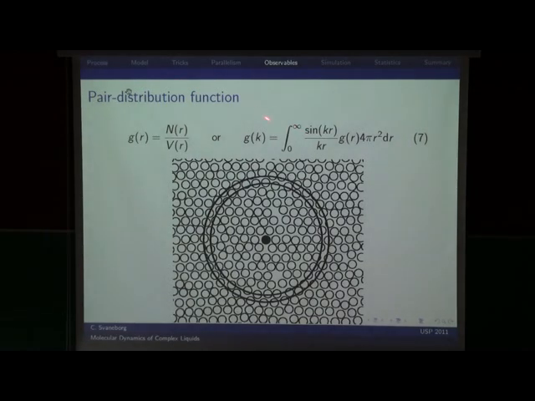In the pair distance distribution function, if I have a liquid, I can pick a bead and count inside a certain spherical shell how many neighboring beads there are. This is N(r). But I can also calculate the volume of this shell. This is V(r). If I take this ratio, what I get is the pair distribution function. Then you can easily Fourier transform the pair distance distribution function, and what you get is the pair distribution function in Fourier space. And this can actually be directly measured in scattering experiments. So this is a nice thing to measure.